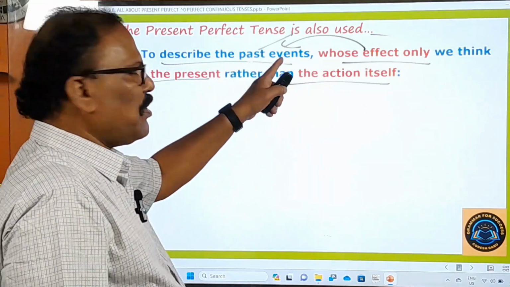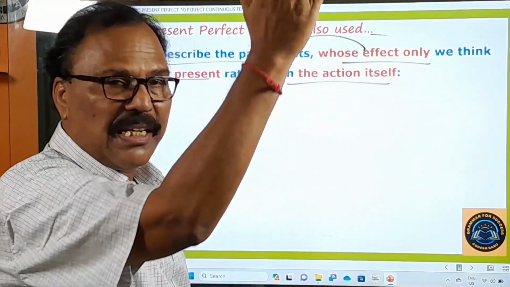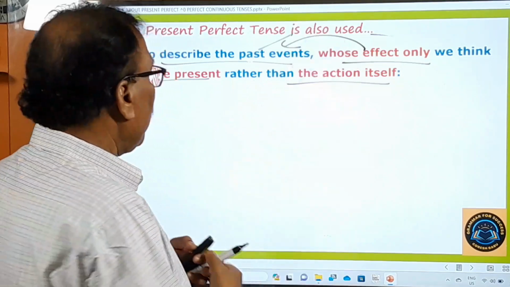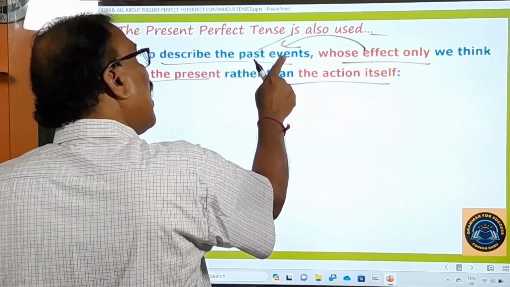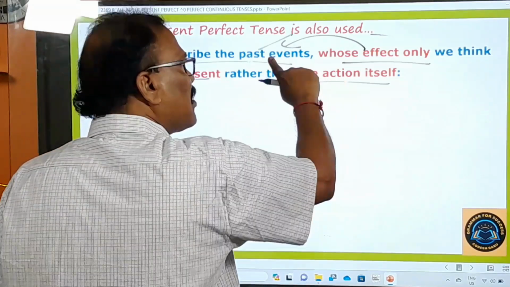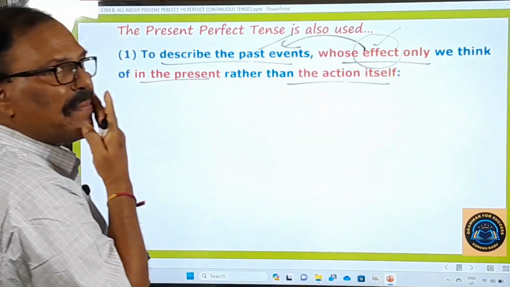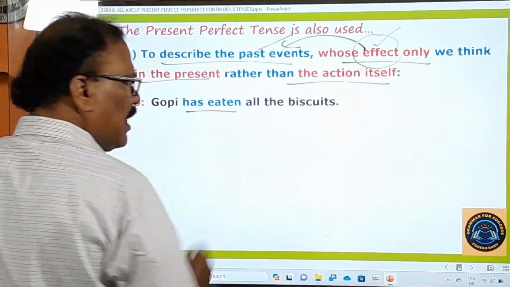It's a past event. Actually, past events must be expressed in the simple past tense. That tense is there, a separate tense is there. But here, to describe past events, what is happening? Whose effect only we are thinking, but not the action itself. That's why the action is not important. Its effect is important. Gopi has eaten all the biscuits.